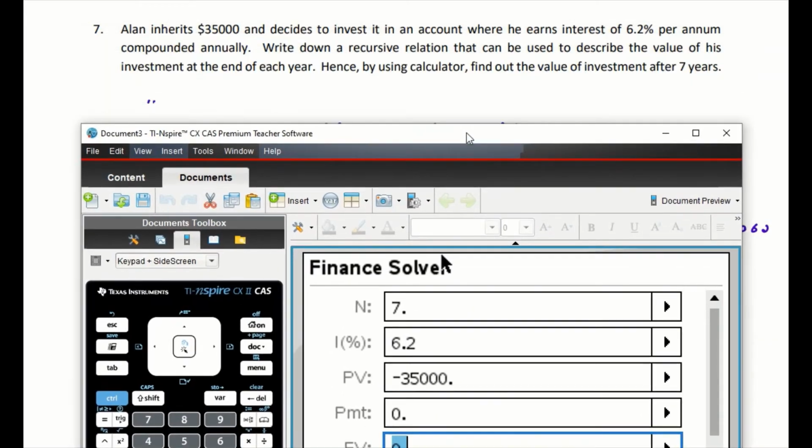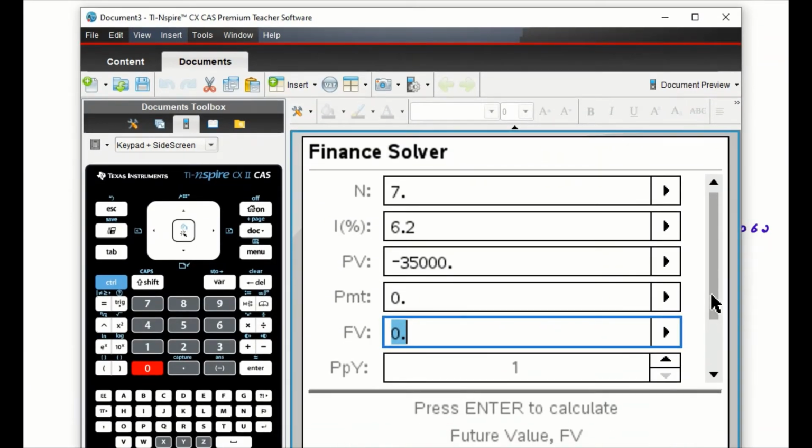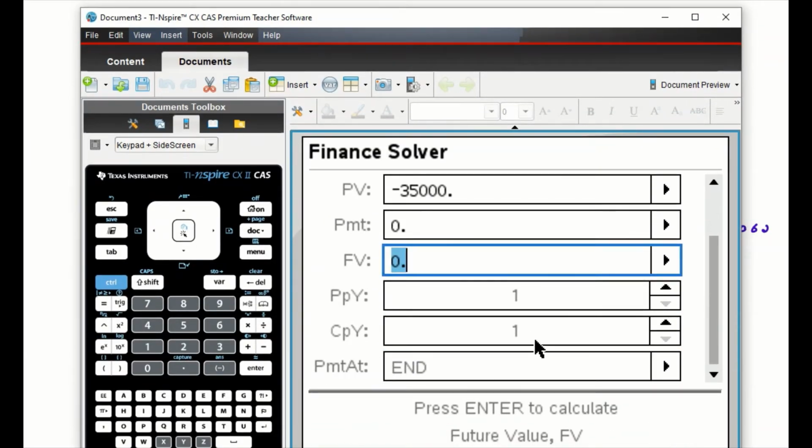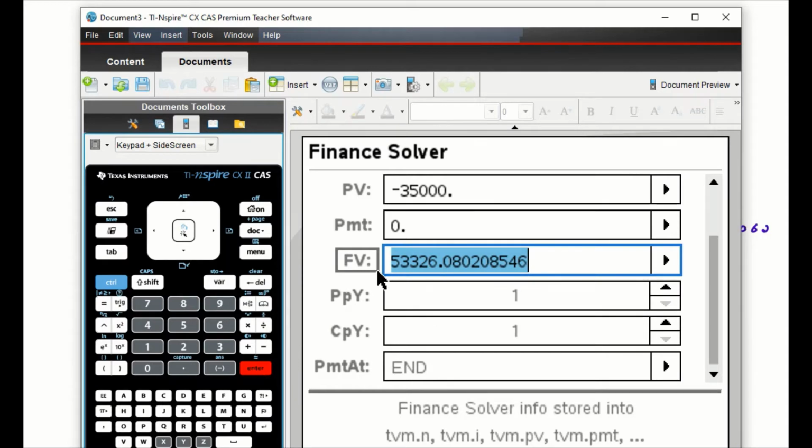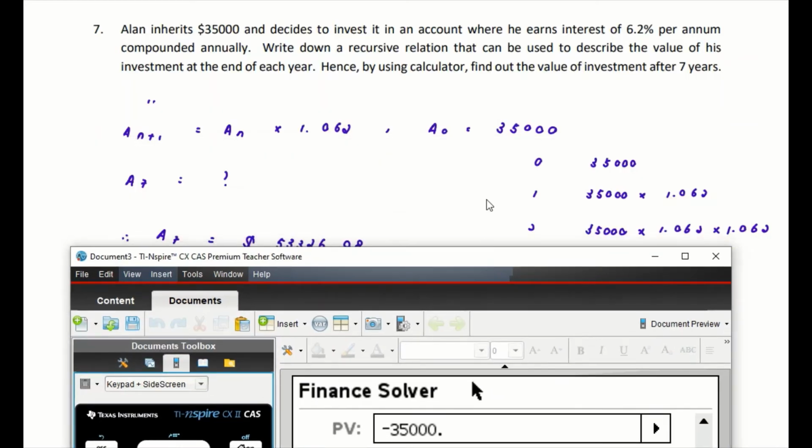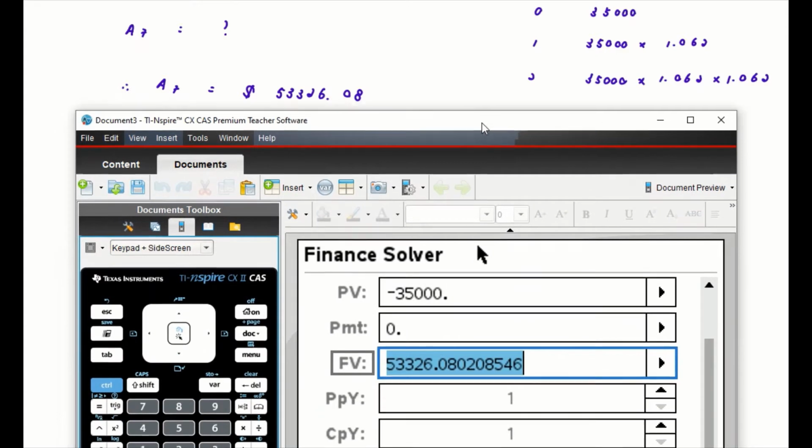Then you realize that in this case, it's compounded annually. So that's why PPY and CPY will be 1. Then you don't really need to change it. So now you have all your information already. Then in your calculator, you can press enter. Then you will be able to get the value. So you'll realize that it will be exactly the same value that you get here.